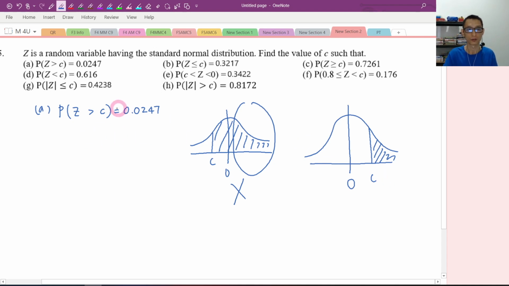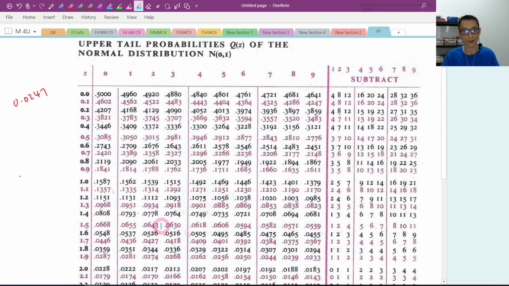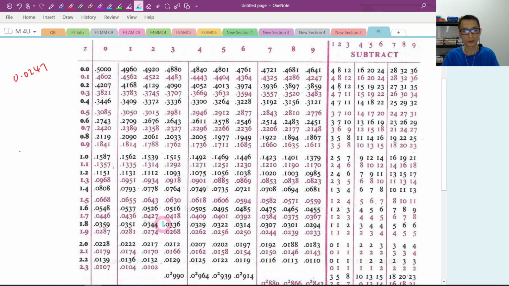Now you want to find the value for inside or outside? Inside. Then if we start from inside, 0.0247. Let me write over here 0.0247. Now let's go to the table and look for 0247.